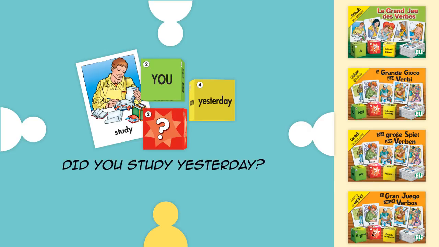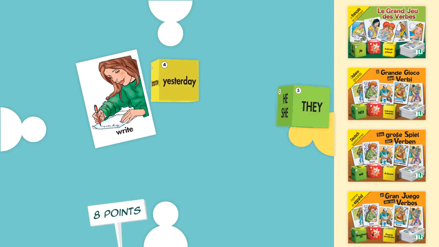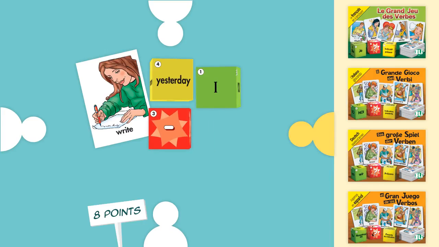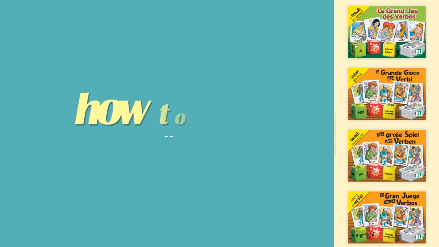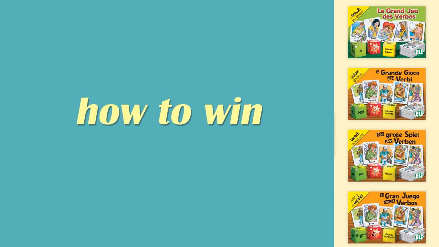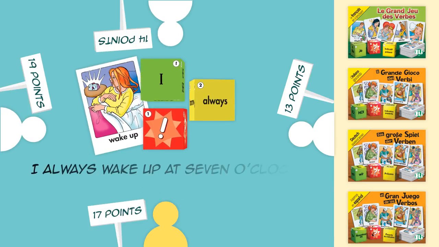If the sentence is correct, the player gets victory points, corresponding to the sum of the numbers appearing on the dice. The winner is the first player reaching 21 points.